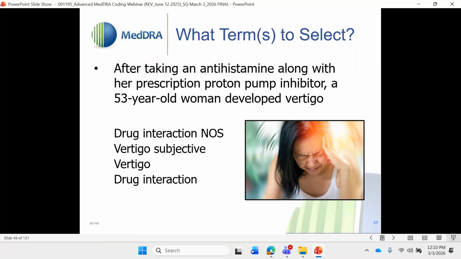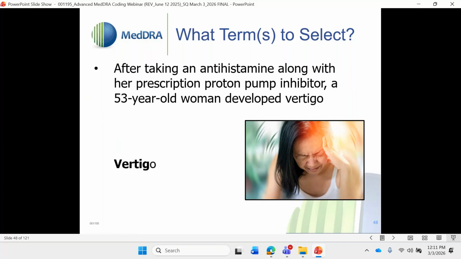Okay. Some of you may say, well, she took an antihistamine and she took a proton pump inhibitor, so I'm going to code drug interaction. And that would be incorrect, because nowhere in the string did it say. Maybe those are her normal two things that she takes every day, right? It didn't say there was an interaction. We can't assume interaction unless it explicitly says so. So the correct answer is what she experienced, which is vertigo. Okay.